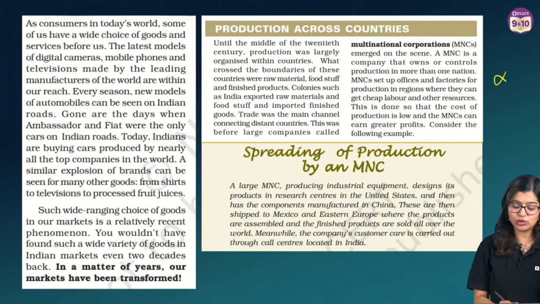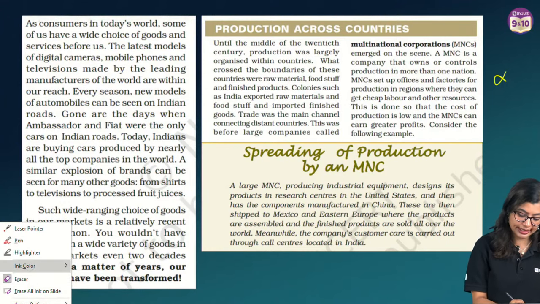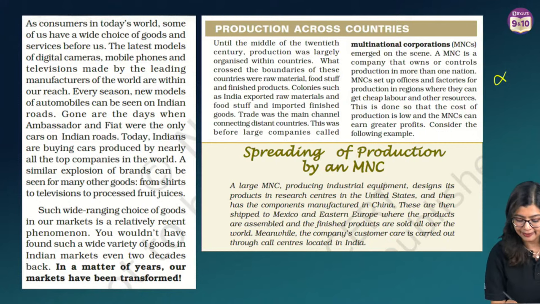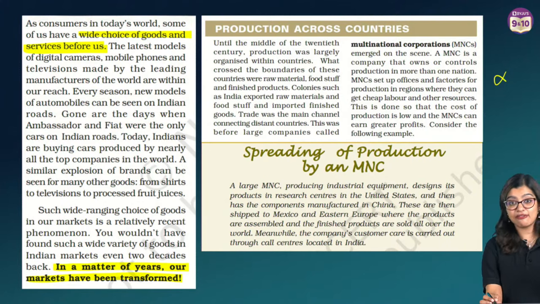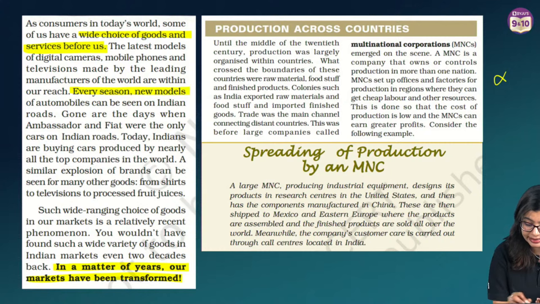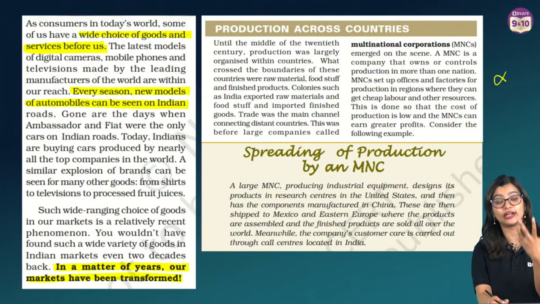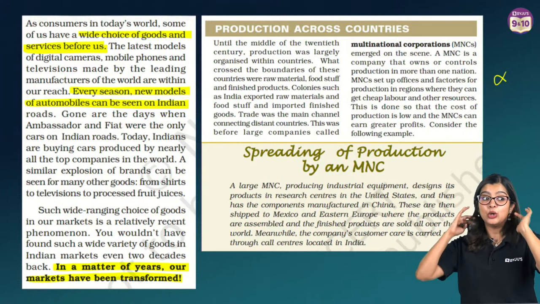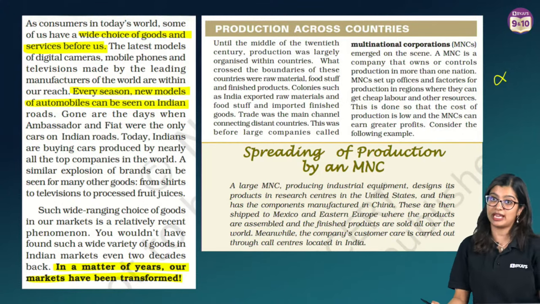So quickly to go through the initial part of the textbook, please don't ignore it, because they can ask you questions, right? So here, what do we see? As a matter of fact, we see that our markets have been transformed. Why? Because over a period of time, in today's world, we have a wide choice of goods and services, right? And along with that, every season, newer versions or newer models are available. Thereby, advanced, improved models mean that we will have more and better choices.